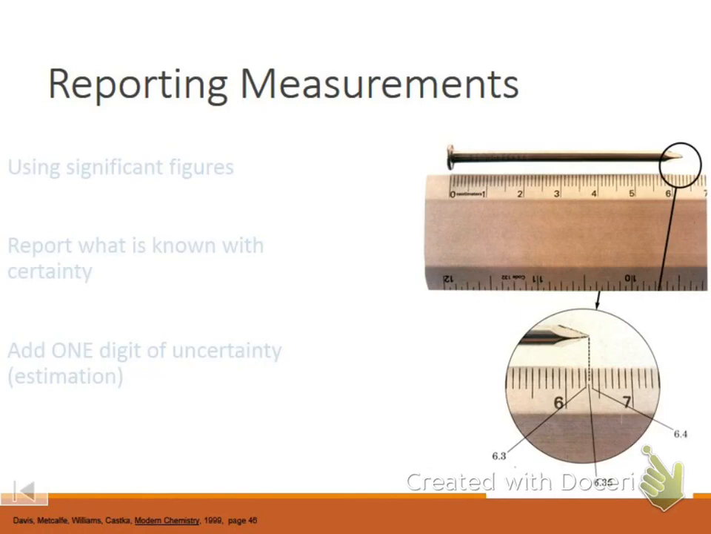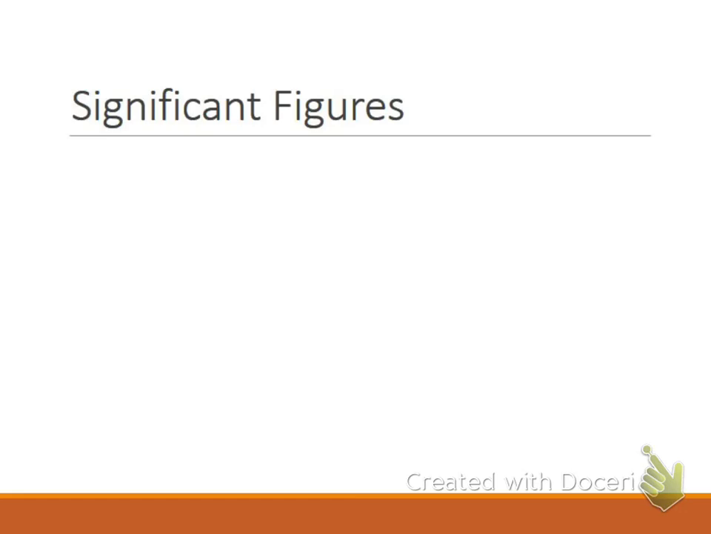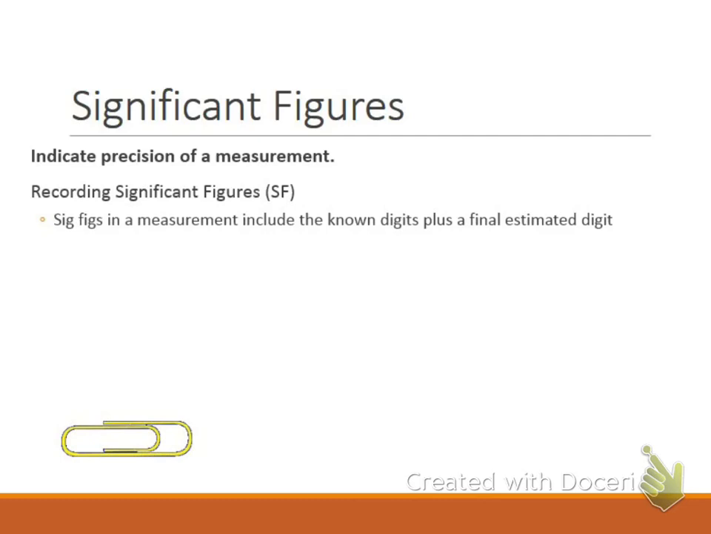We know for sure it's at least 6.3, right? And then we estimate that last digit, okay? And that is something that kids tend to forget to do in the lab. They go read the graduated cylinder and they go, oh, it's 15. Well, is it 15 exactly? So you have to give an estimation, okay? So the significant figures are indicating the precision of the measurement, okay? We include the certain digits plus the estimated one.